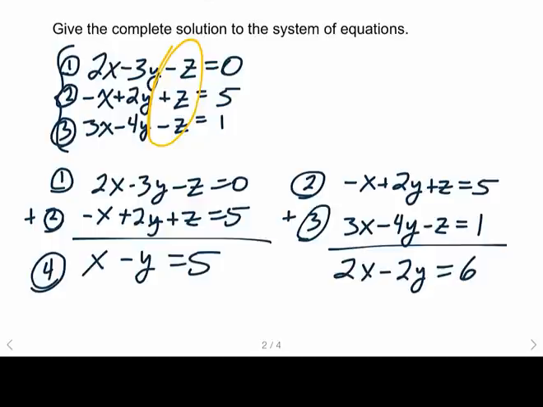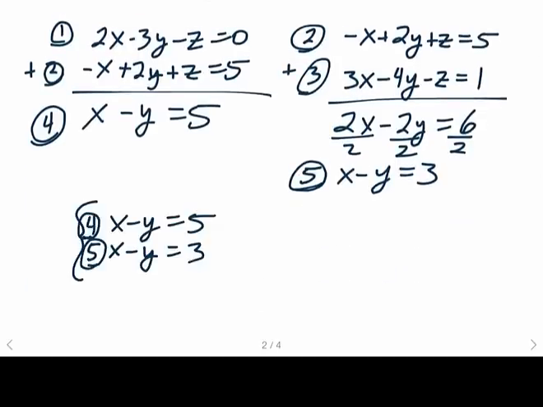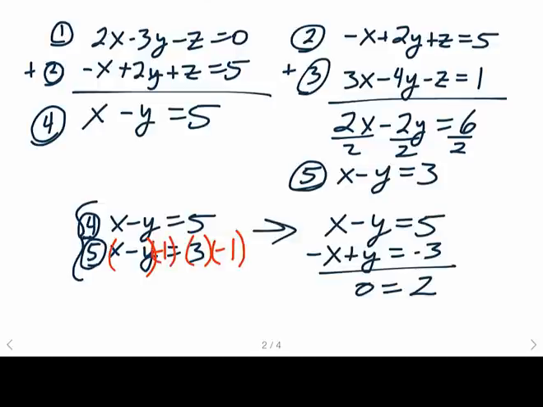I get 2x minus 2y equals 6, which I'm going to divide both sides of by 2 and get x minus y is equal to 3. Call that equation 5. Now, putting equation 4 with equation 5, I see that they're x minus y equals 5 and x minus y equals 3. If you really wanted to, you could multiply, say, equation 5 by negative 1 on both sides, and then add that to equation 4, and what you'd end up with is 0 equals 2.